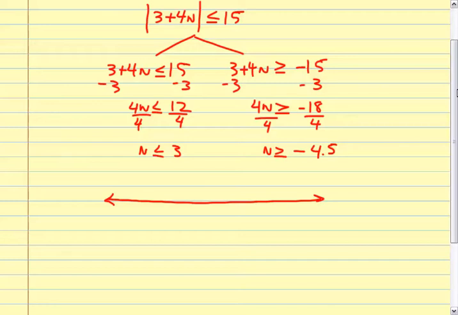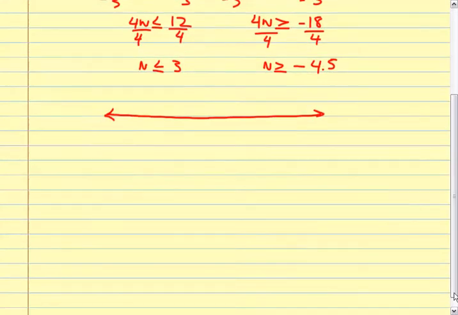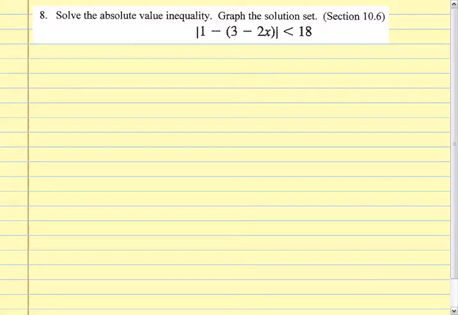Because the absolute value is less than a certain number. Now, when I graph this, the two critical numbers are negative 4.5 and positive 3. Put my circles around it. It said it could be equal to it, so I'm going to go ahead and color those in. It says that n is greater than negative 4.5 and less than 3. So they're going to run together. Good. Let's look at the next one.